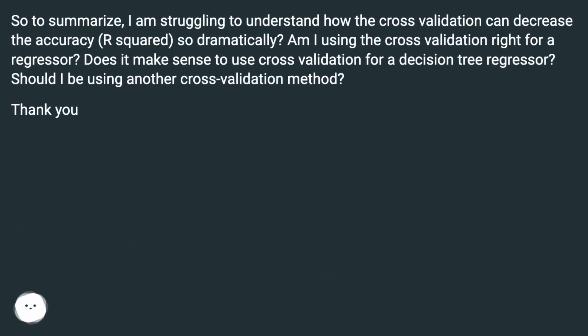So to summarize, I am struggling to understand how the cross-validation can decrease the accuracy, r-squared, so dramatically. Am I using the cross-validation right for a regressor? Does it make sense to use cross-validation for a decision tree regressor? Should I be using another cross-validation method? Thank you.